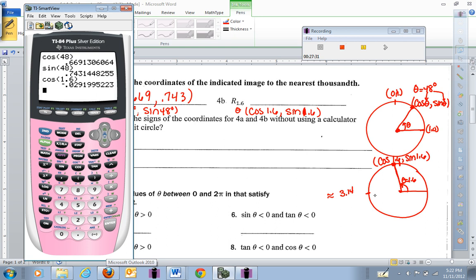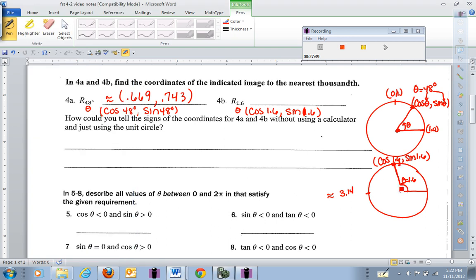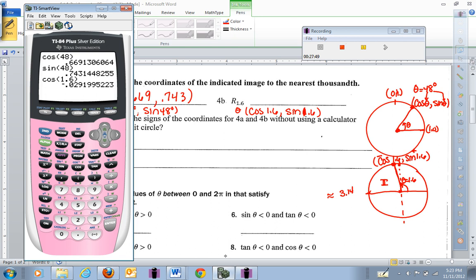Okay, let's see if that would be right. Should it be a negative? Well, if I go over so far to the left, this is past 90, I would be, let's get my axes on here, I would be in quadrant 2, wouldn't I? So cosine will be negative and sine will be positive. Okay, I forgot what it was. Negative 0.029.